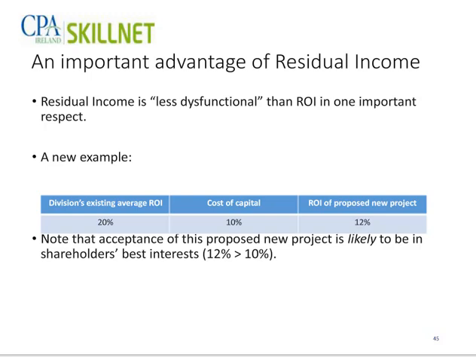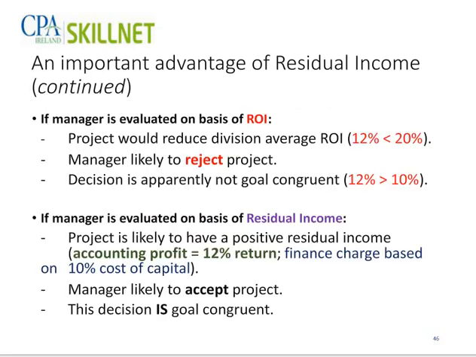Looking at these numbers, it's fair to say that the proposed new project is likely to have a positive net present value. It's likely to be in the shareholders' best interests, because the ROI of 12% is more than the cost of capital of 10%. We can't say with certainty, we would need to do a proper discounted cash flow analysis, but based on the data that we have, it is likely to be in shareholders' best interest that this be accepted.